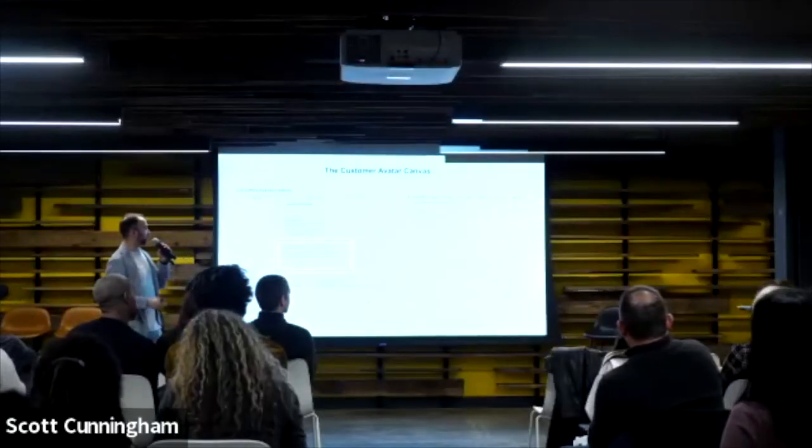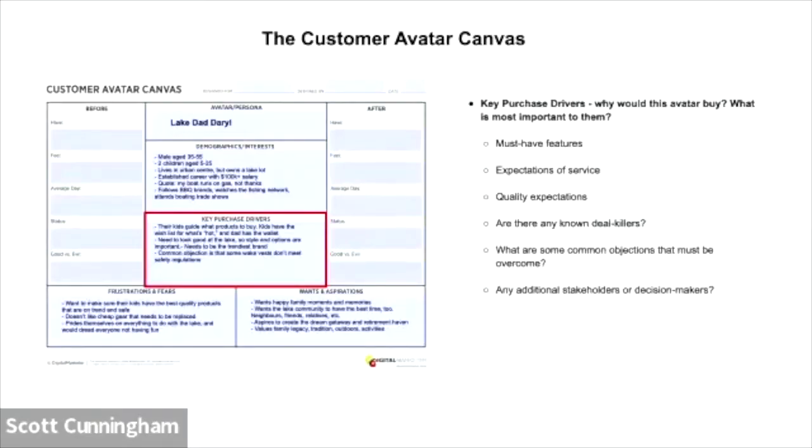For Lake Dad Daryl, it's like the kids guide what products to buy. They're the decision makers pulling on dad's shirt saying, buy me this brand, that cool thing, this cool thing, right? So we need to know that about him. Kids have the wish list. He needs to look at the lakes. Style options are important. You get it, right?